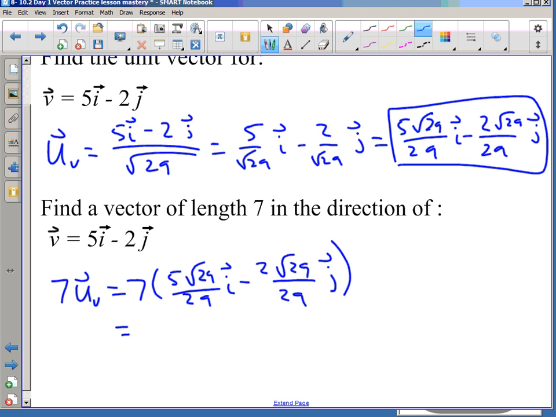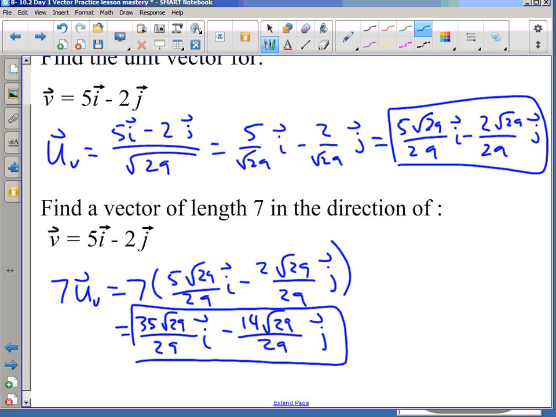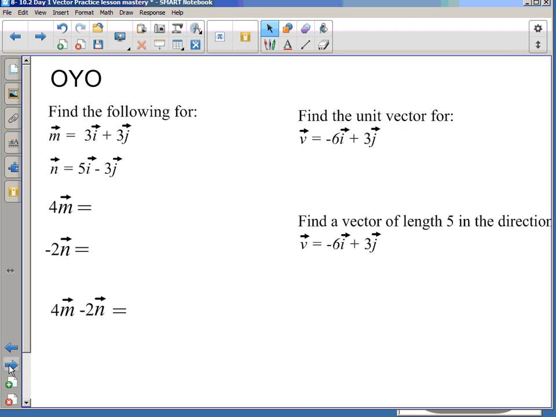And that's 35 root 29 over 29 i. Okay, not real complicated, but that's how we do it. On your own, see if you can create the scalar multiples of these values as well as finding the unit vectors. We'll see you in class.